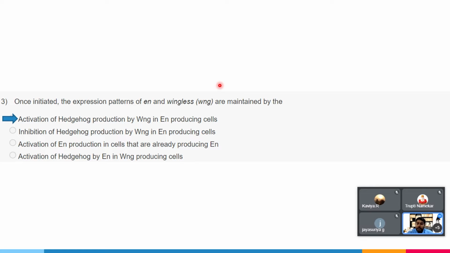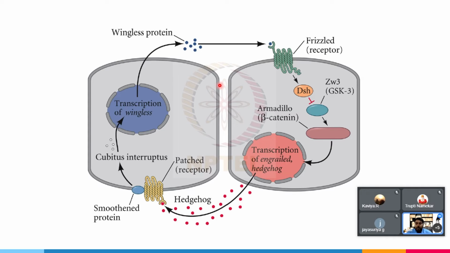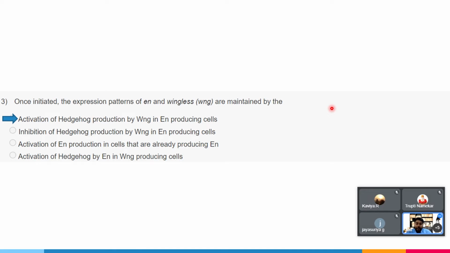As we have seen, it is activation of Hedgehog production by wingless. So Hedgehog production is increased by wingless in engrailed producing cells. So number 1 is the correct option.